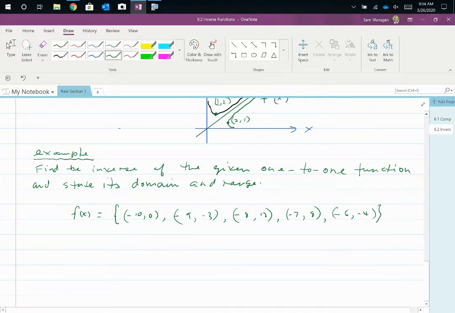Okay, so we're told that the function is 1 to 1. In other words, it passes the definition of having exactly one x value for every single y value. Now, the inverse function would simply be, for every single point, we interchange the domain and range values.